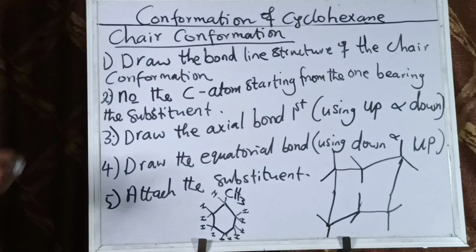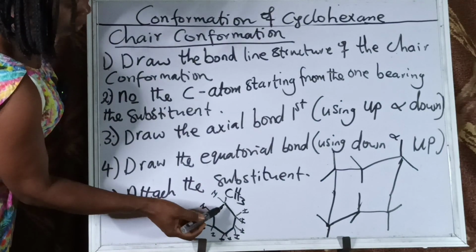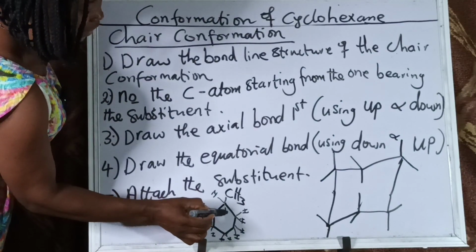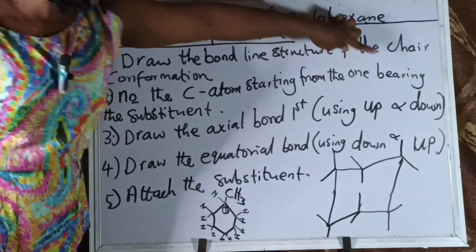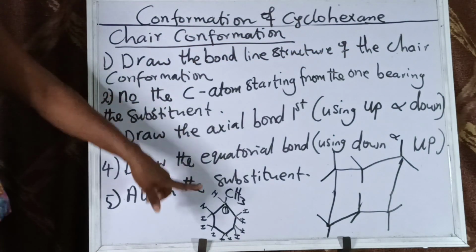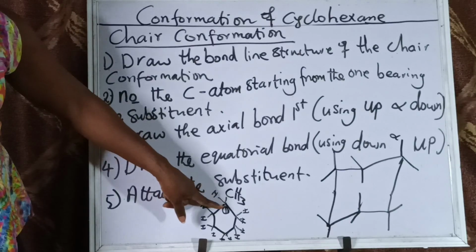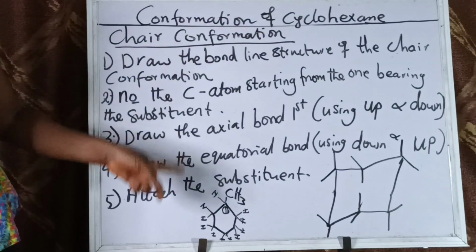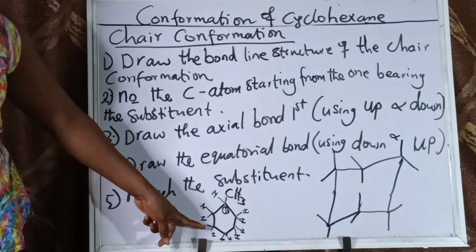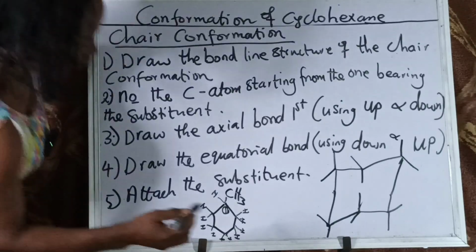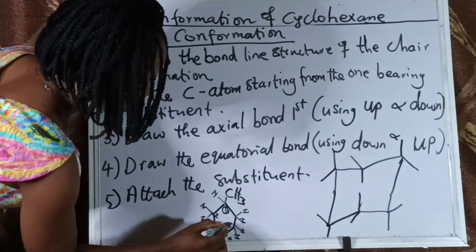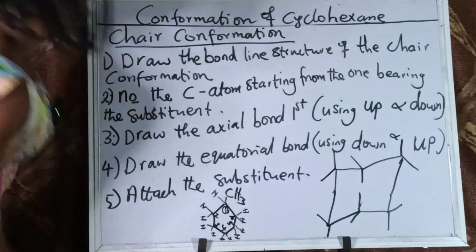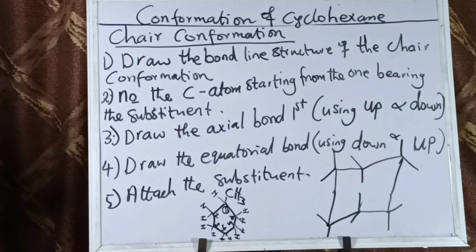So this particular carbon atom, I will number it 1. Remember, he said number the carbon atoms starting from the one bearing the substituent. This is the one bearing the substituent, so this will be my carbon number 1. Now I will go carbon number 2, carbon number 3, that is, here will be 2, 3, 4, 5, 6. I hope this is understandable.